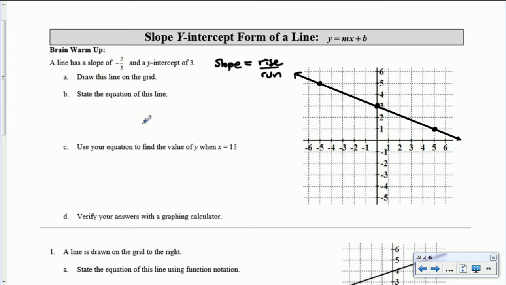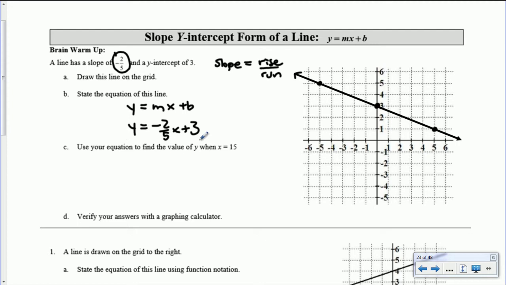State the equation of the line. So last class we figured out that we have the form y equals mx plus b. We put m in for the slope, which is that number, so I put that in place of the m, so y equals -2/5 x, and I put 3 in for b. So that's the equation. Next we need to find the value of y when x is 15.